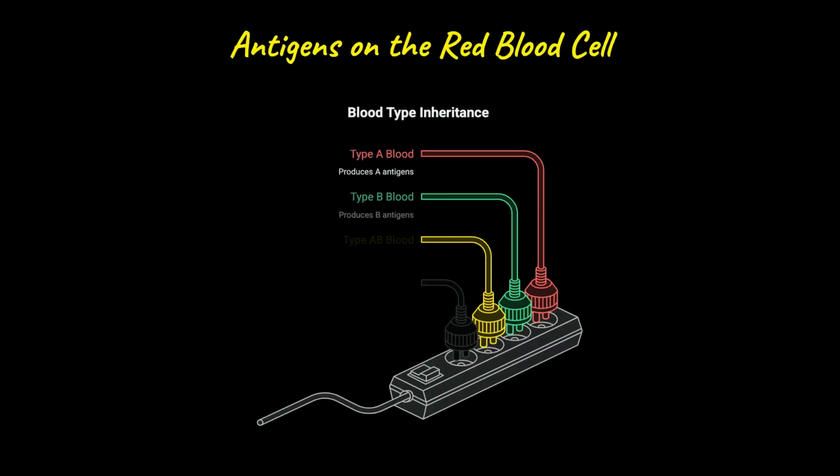Each allele directs production of a specific surface protein called an antigen. The A allele makes the A antigen, the B allele makes the B antigen, and the O allele makes no functional antigen at all.